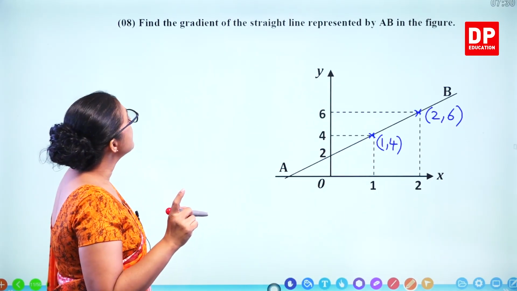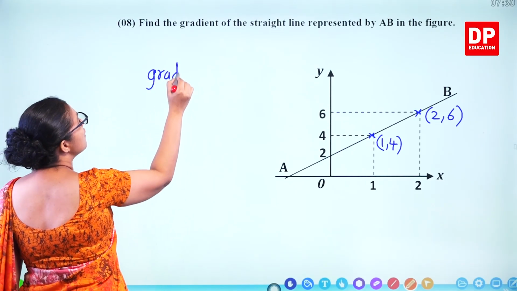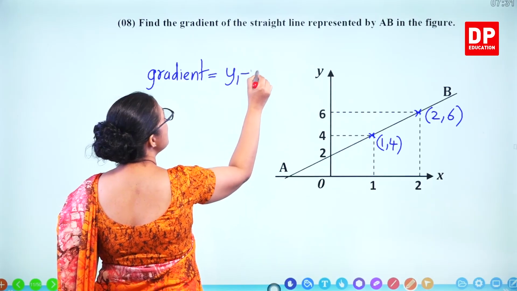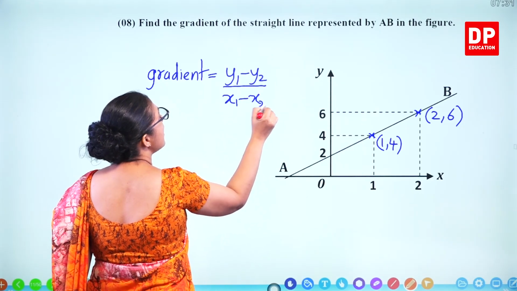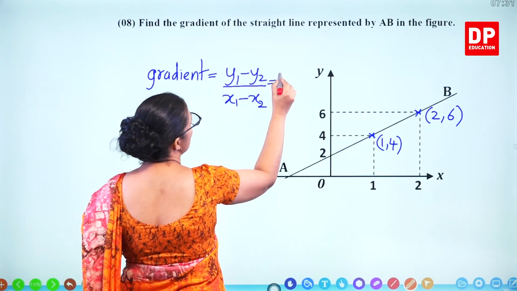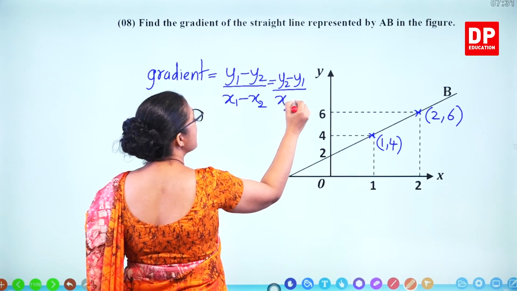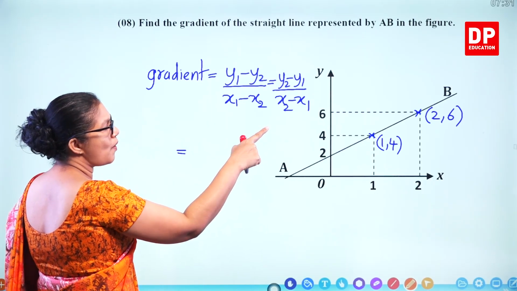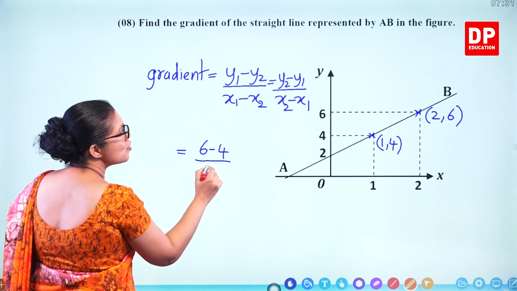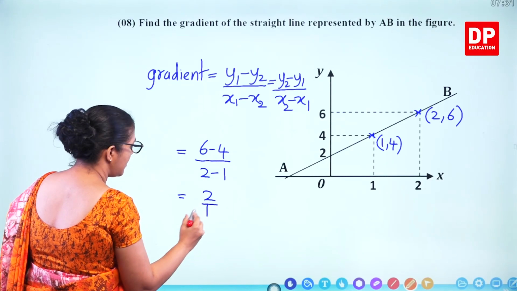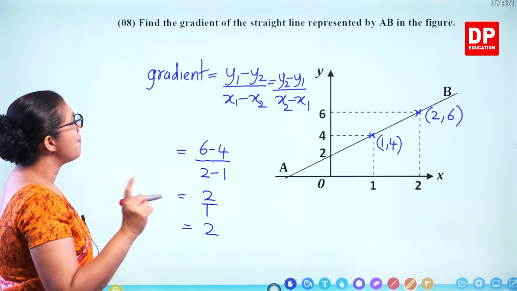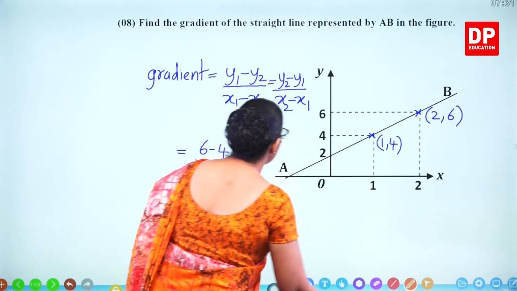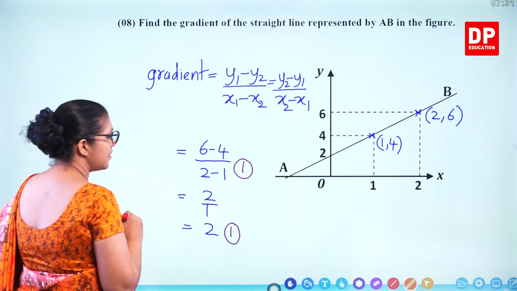Now you can use the gradient formula. So what is gradient? If you know 2 points, x1, y1 and x2, y2, you can take the difference between y coordinates over difference between x coordinates. So you can do other way as well. So you can take y2 minus y1 as well. Then this becomes x2 minus x1. Now substitute. So we can take difference between y coordinates 6 minus 4 over 2 minus 1. So that's 2 over 1. Slope or gradient is 2. So remember this formula. Difference between y coordinates over difference between x coordinates. So for this method 1 mark and this value 1 mark.